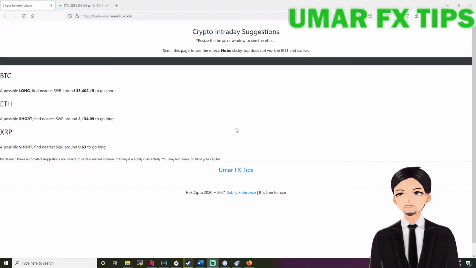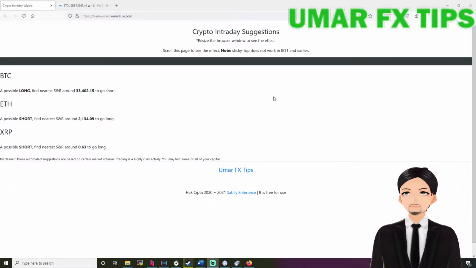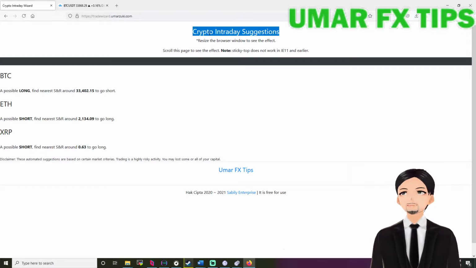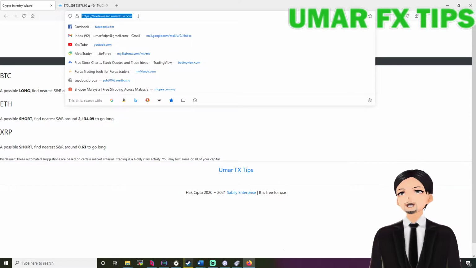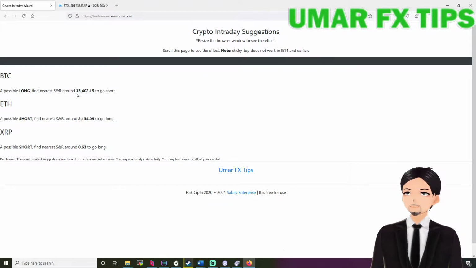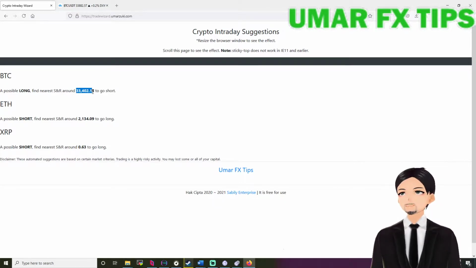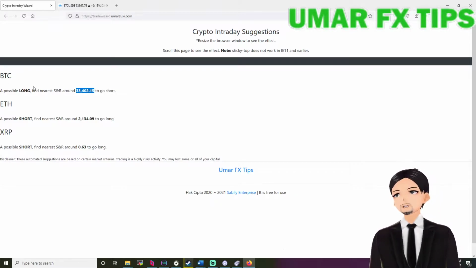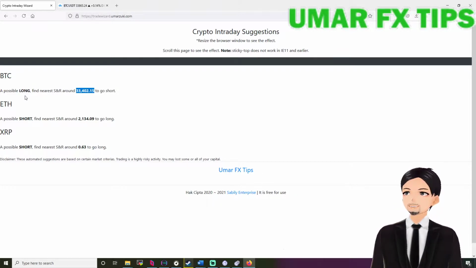Alright, I'll show you how to use these crypto intraday suggestions on my page Trade Wizard. Okay, so you check the levels. So you might want to take note of the level. So the suggestion for Bitcoin is to go long.